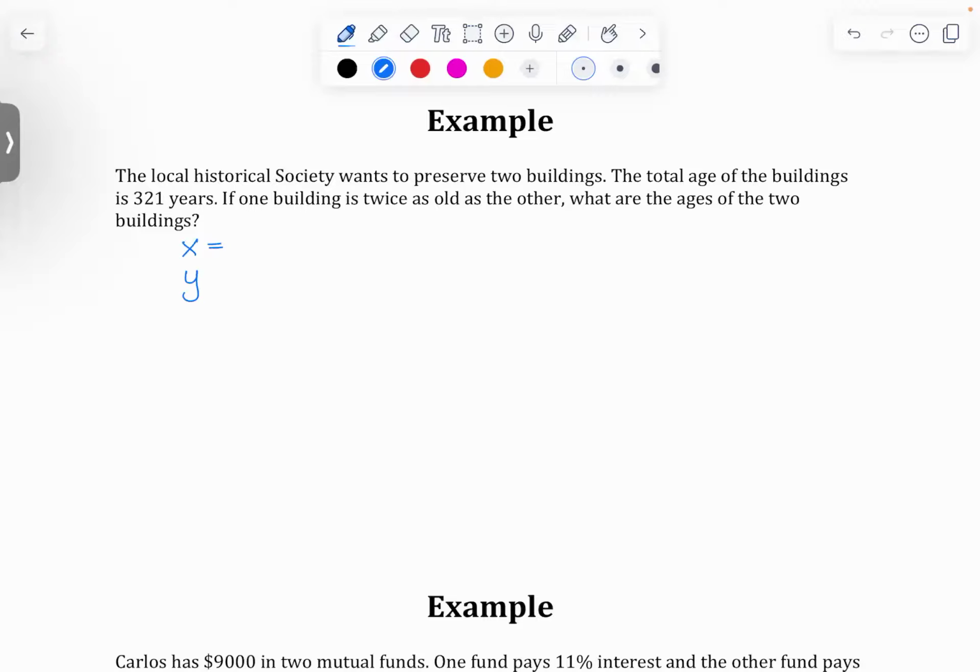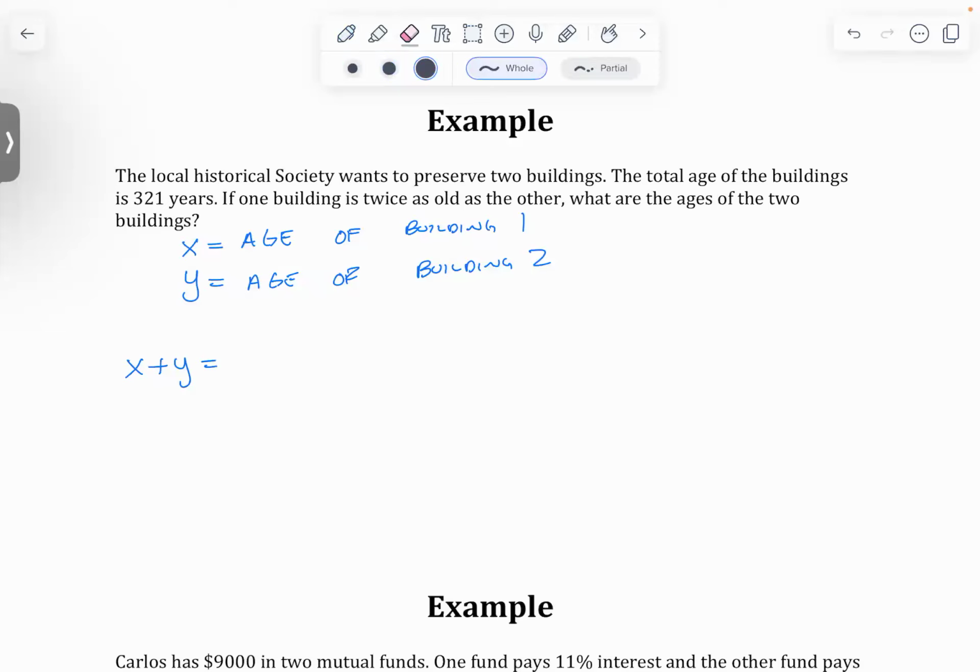So we have our units, right? And our favorite variables, X and Y. X, I'm going to call age of building one. Y, age of building two. So total age, right? Total. That means X plus Y equals 321 years.